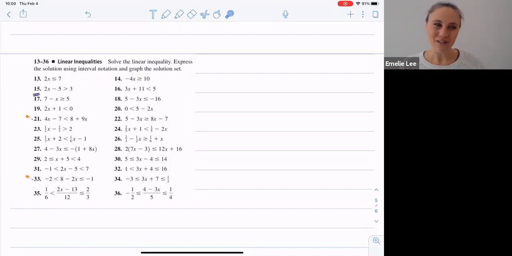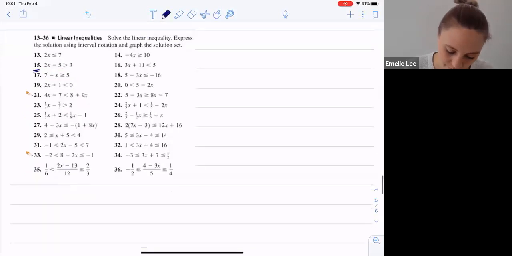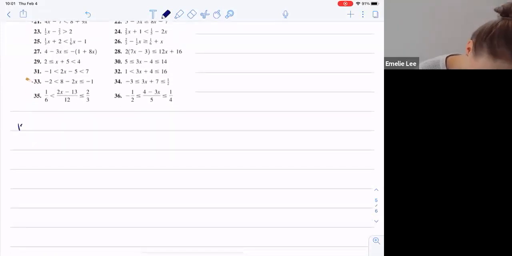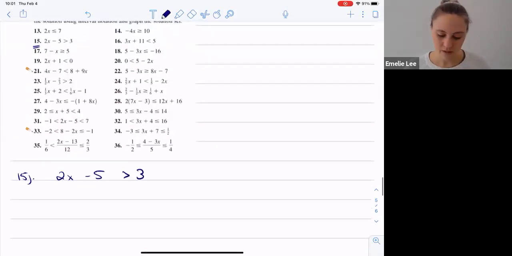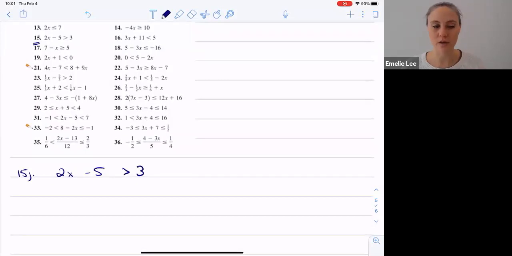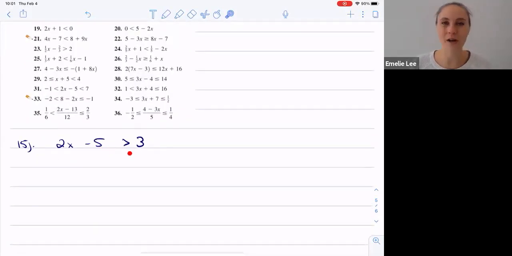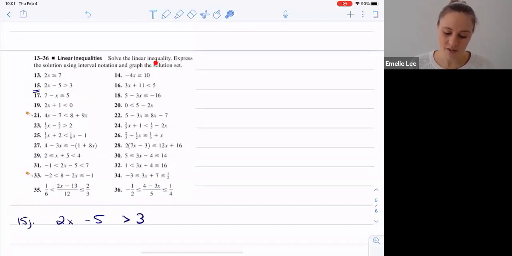So let's do it. How about we use Desmos to graph the solution set? Easier, or at least to visualize it. 2x minus 5 is greater than 3, so not equal to 3. So number 15, I've got it here on the side: 2x minus 5 is greater than 3. To make these a little less daunting, just read this as 2x minus 5 is equal to 3, and then just have that mental stopper: if you're multiplying or dividing by a negative, you have to switch the sign. Otherwise, you can just keep going. So if I'm trying to solve the linear inequality, I need to find x.